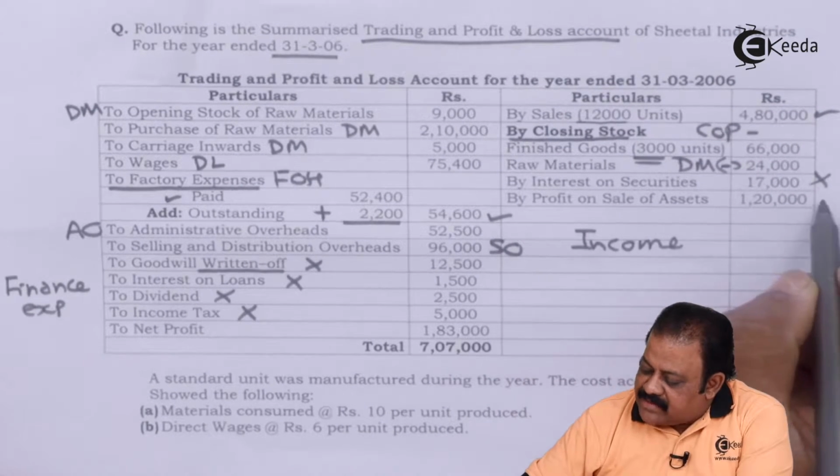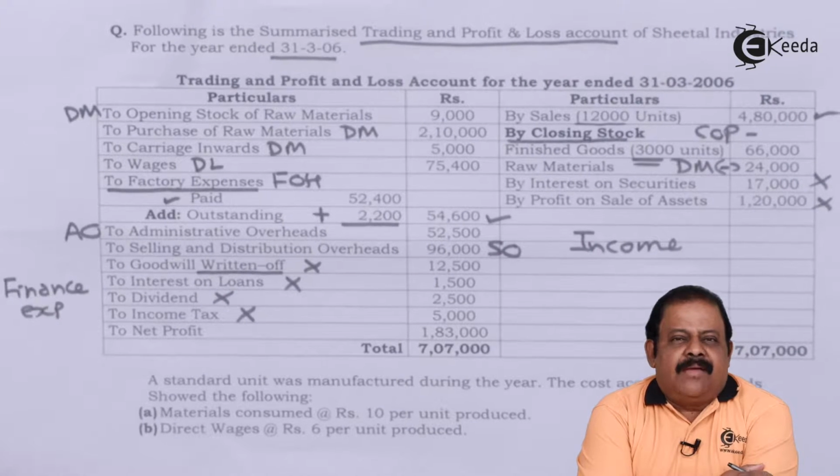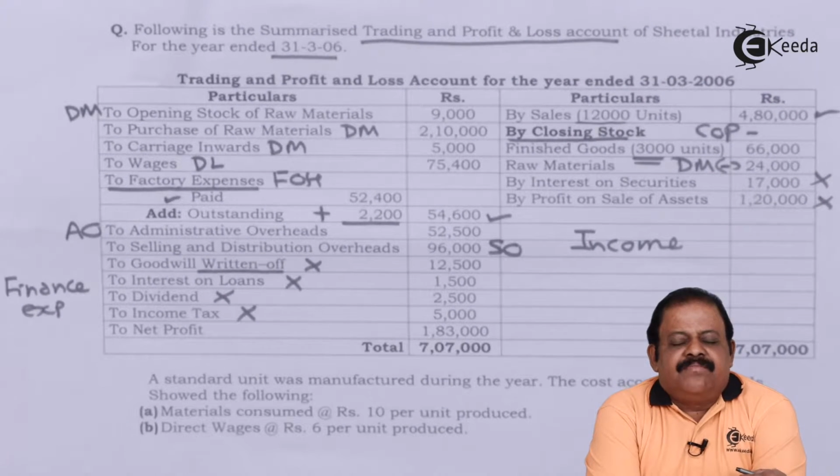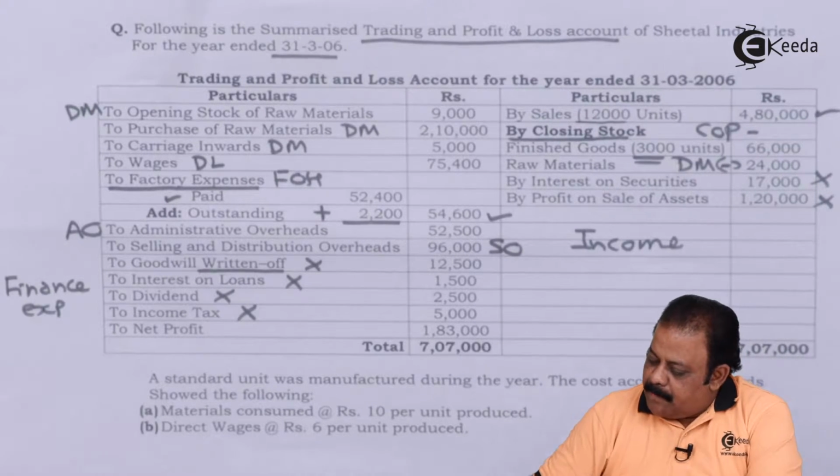Profit on sale of asset. Particular asset of business like machinery or furniture may be sold by business. There we have made a profit. This income is recorded only in financial book. It is not recorded in cost book. So it becomes one of the reason for difference in profit as per financial book and cost book.